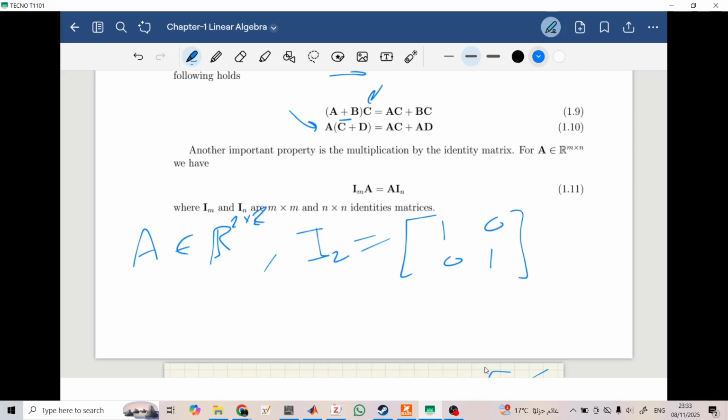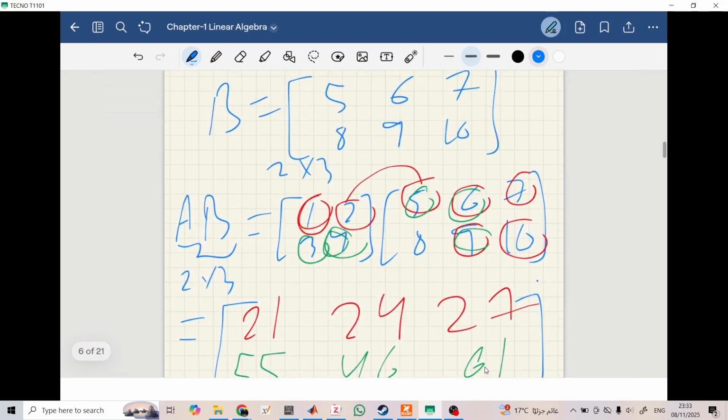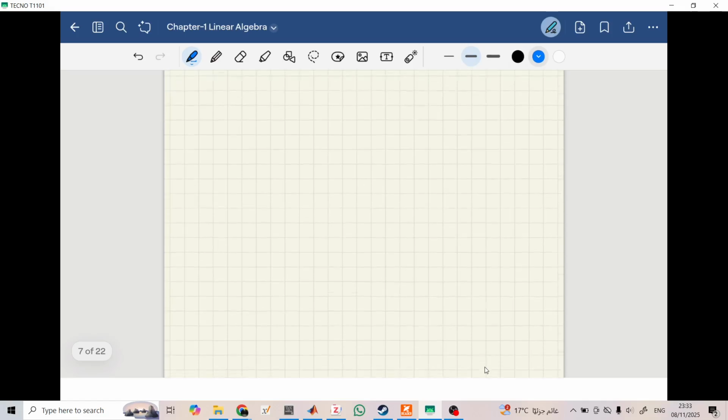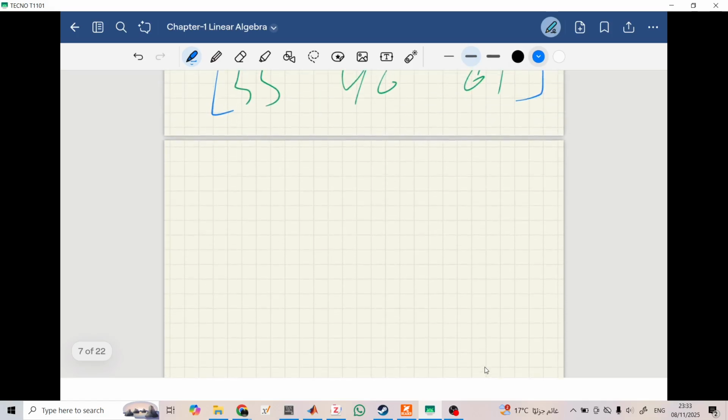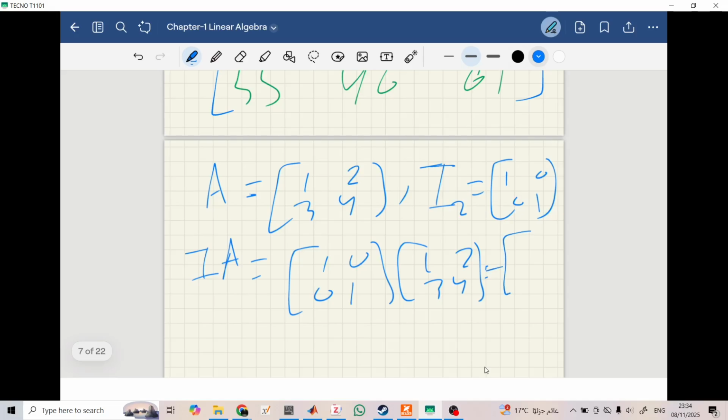Okay, multiply I2 with A. So let's use our example here. We have the same matrix A, 1, 2, 3, 4, and we have I2, which is 1, 0, 0, 1. Multiply I by A. You can see that we get the same matrix, right? How come?